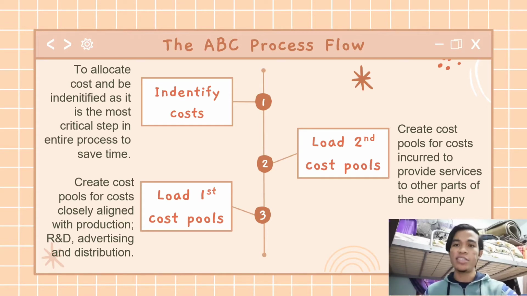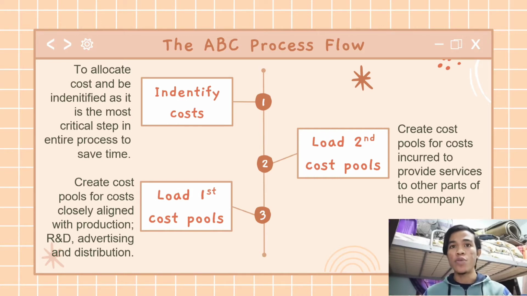They are: identify costs. The first step in ABC is to identify those costs that we want to allocate. This is the most critical step in the entire process since we do not want to waste time in an excessively broad project scope. Next, load secondary cost pools. Create cost pools for those costs incurred to provide services to other parts of the company, rather than directly supporting a company's products or services.